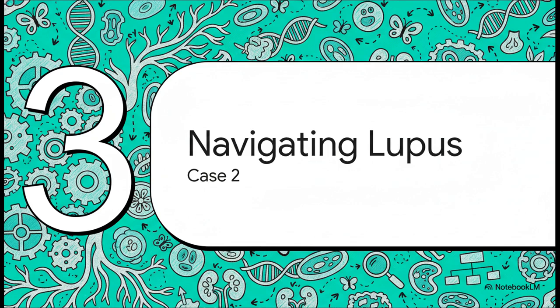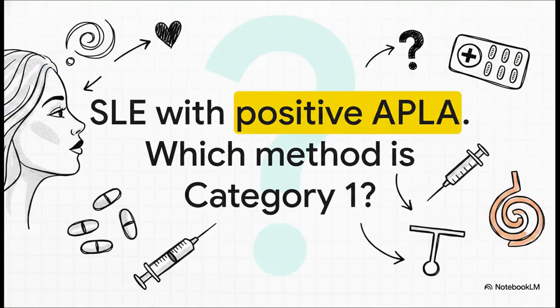Okay, Section 3, Navigating Lupus and Contraception. Let's move to our second clinical case and see how this builds our understanding of complex systemic diseases. Check out this next file. We've got a 26-year-old woman with systemic lupus erythematosus presenting for counseling. Her recent labs confirm she is strongly positive for anti-phospholipid antibodies, or APLA. Take a moment. Between oral contraceptives, injectables, hormonal IUDs, and copper IUDs, which method is Category 1 here?